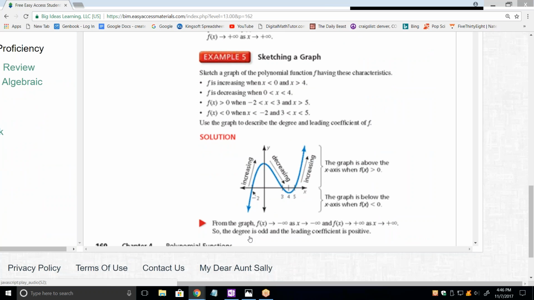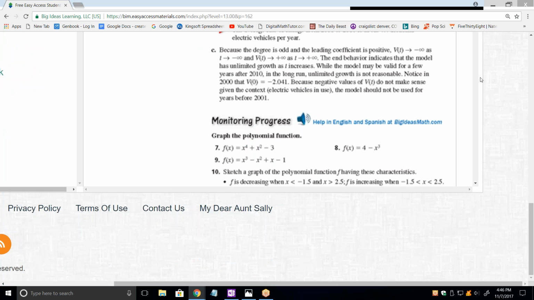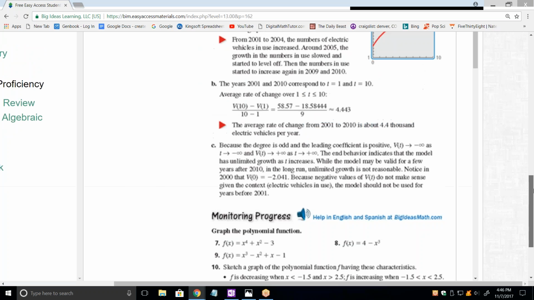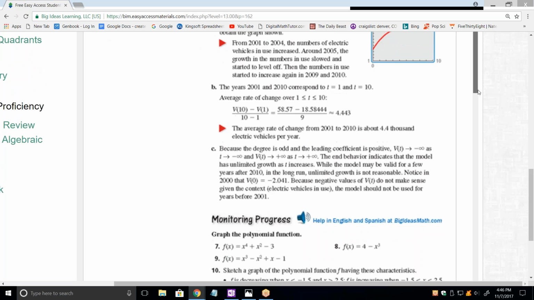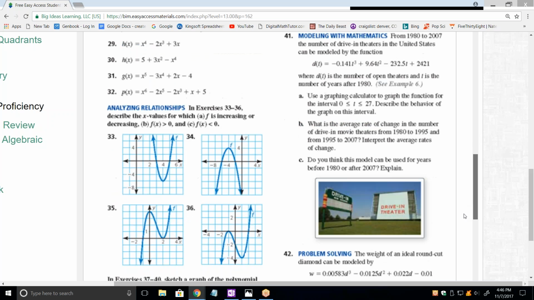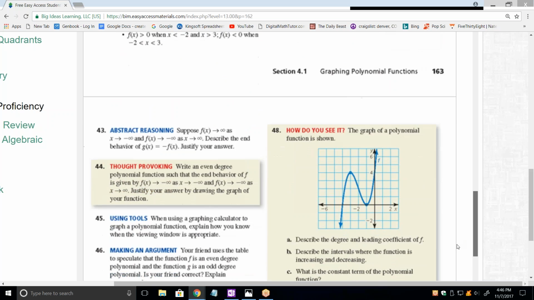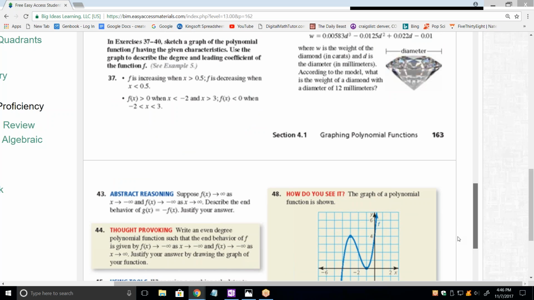Notice their answer. The degree is odd and the leading coefficient is positive. They don't tell you what number it is. They just say whether it's positive or negative, which is what I've been saying. That's the way it has to be. There's no way around it, and I just proved it by being able to draw two different parabolas that have two different leading coefficients. All right, that was 37.